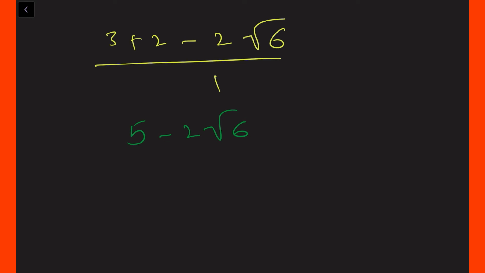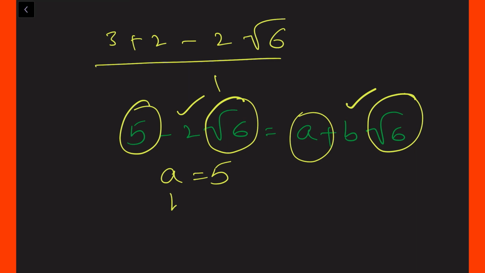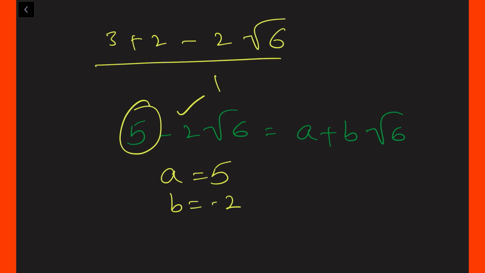Now let us compare this 5 minus 2 root 6 with the RHS, that is a plus b root 6. Here a is alone, and here 5 is alone, so the a value is nothing but 5. Here with root 6 we have b, and here with root 6 we have minus 2, so b is equal to minus 2. So after simplifying we can say that the a value is 5 and the b value is minus 2.